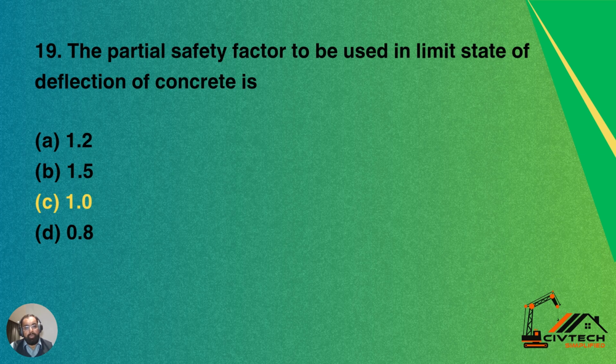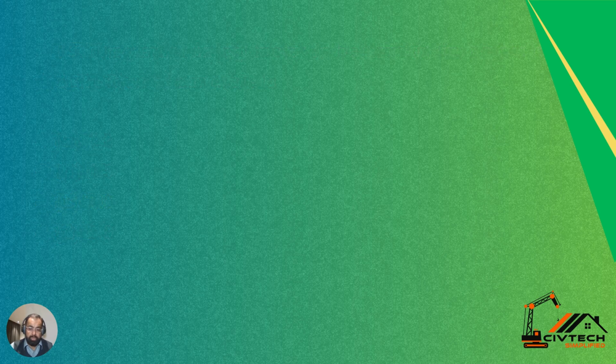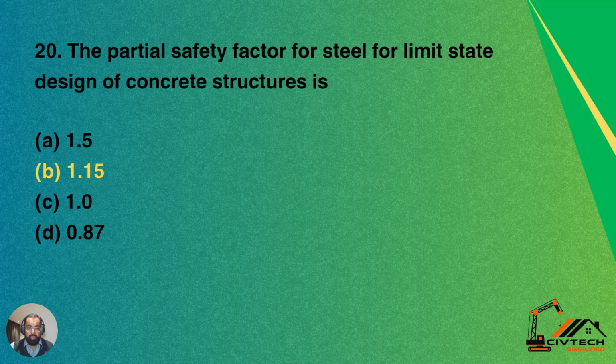Question 19. What is the partial safety factor which is used in limit state of deflection of concrete? It is 1. Option C is the correct answer. A is 1.2, B is 1.5, C is 1, D is 0.8. So C is the correct answer for this question.